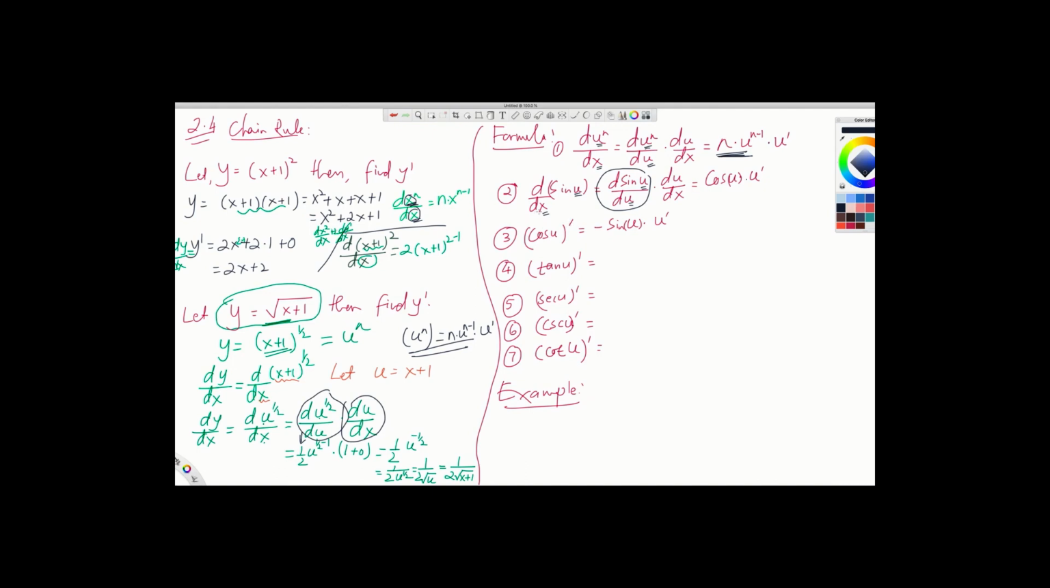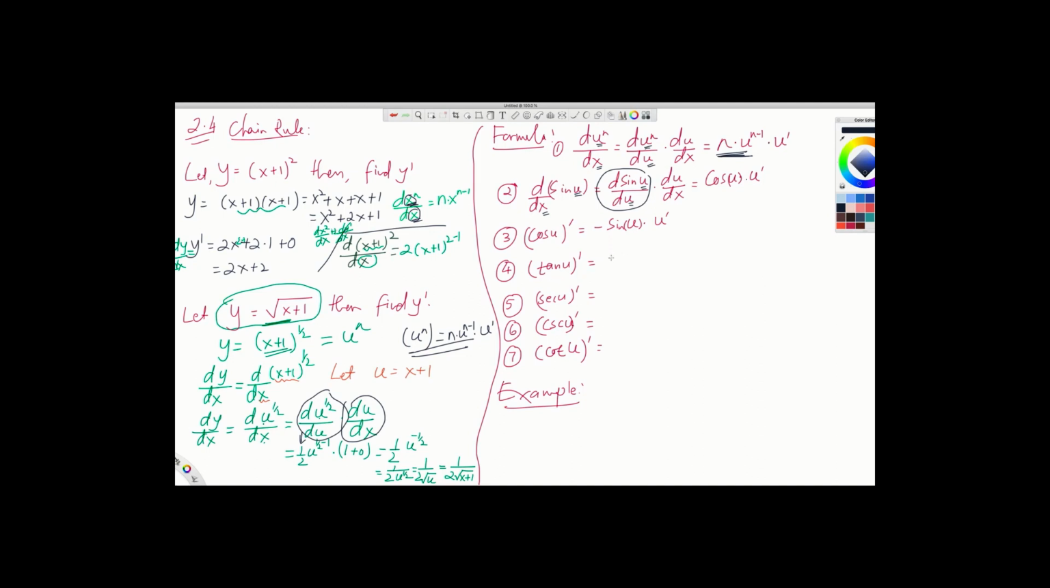This assumes that there is dx in the denominator, okay? So since there is u, not x, then we write negative sine u is the derivative of cosine u times u prime. So can you think of the derivative of tangent u? What is the derivative of tangent x? That is secant square x.